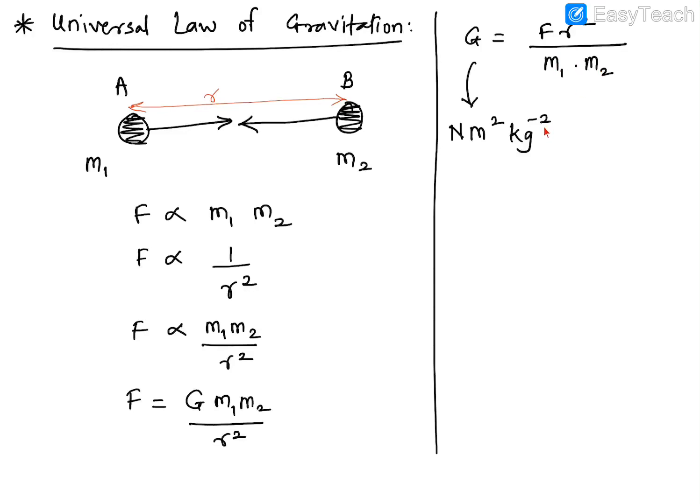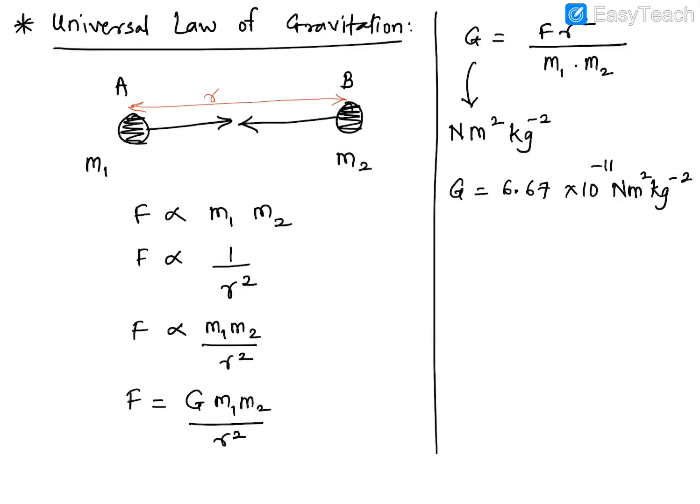Also, the value of this gravitational constant is 6.67 into 10 raised to minus 11 Newton meter squared per kg squared. You don't have the derivation of this value, but you need to know it. They can ask you to state the value of the gravitational constant along with the units.